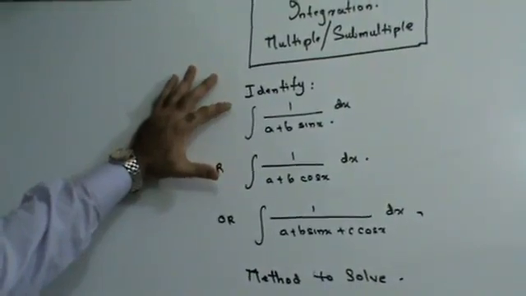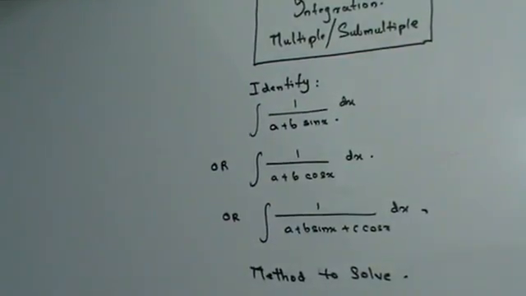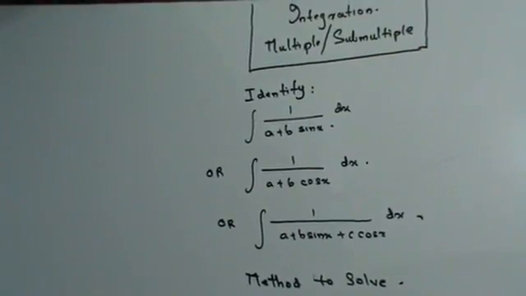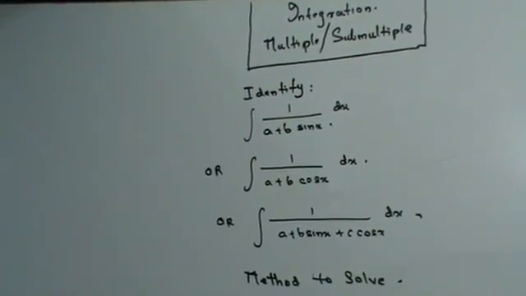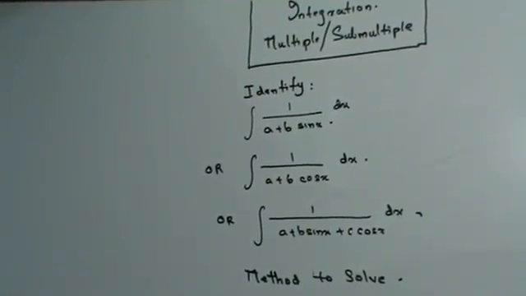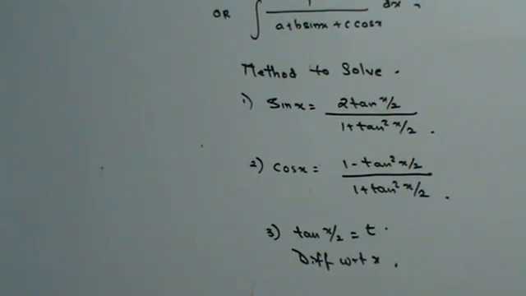We'll just go through this once again. The multiple submultiple type is going to be of the form 1 upon a plus b sin x with respect to x, or 1 upon a plus b cos x with respect to x, or 1 upon a plus b sin x plus c cos x with respect to x. Once you have identified the multiple submultiple type, the method to solve this is substitute sin x as 2 tan x by 2 upon 1 plus tan square x by 2, cos x as 1 minus tan square x by 2 upon 1 plus tan square x by 2. Once you are through with the substitution, the next thing that you have to do is substitute tan x by 2 as t. Let us try to illustrate this with the help of few sums.